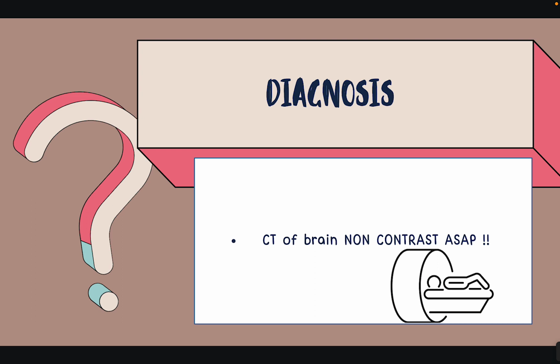Sometimes when the CT and the CTA are negative, but the patient is still having an abnormal NIH, we move ahead and we admit the patient for an MRI. But for your test purposes, your question is mostly going to be on what is the main diagnostic exam for strokes, and your answer is going to be CT of the brain, non-contrast.